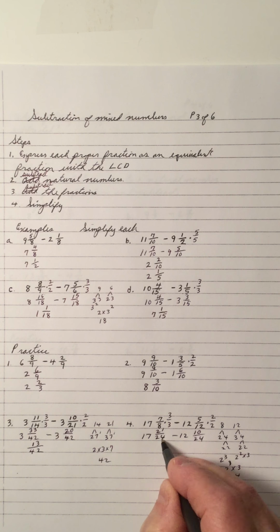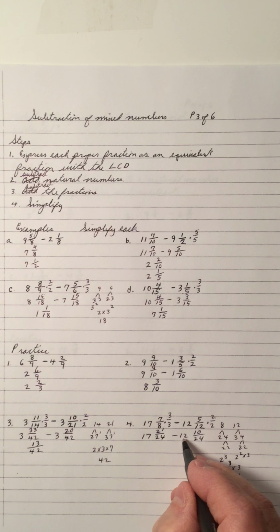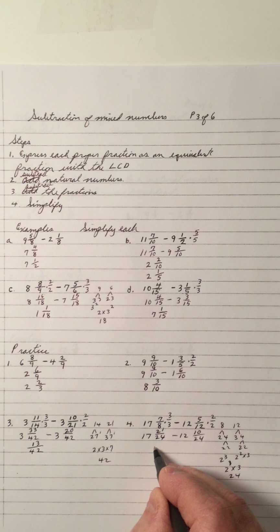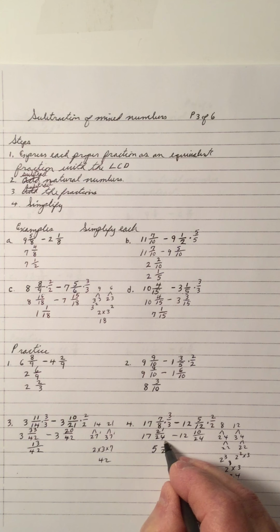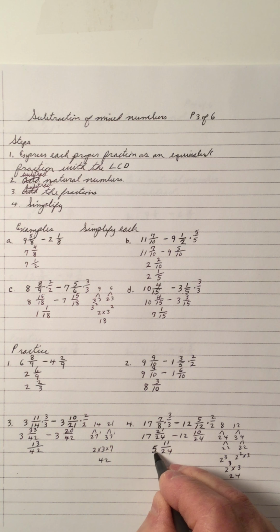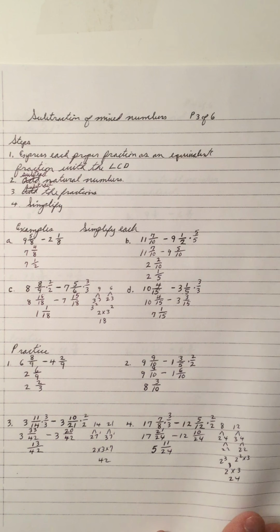Same denominator of 24. So 17 subtract 12 is 5. 24 is my denominator. 21 subtract 10 is 11. 11 is prime, so I can't reduce it. Let's continue.